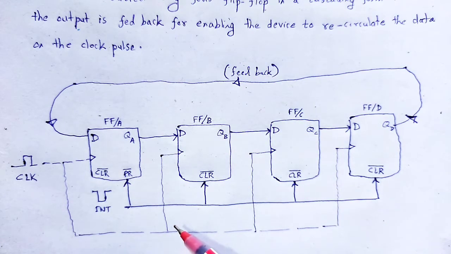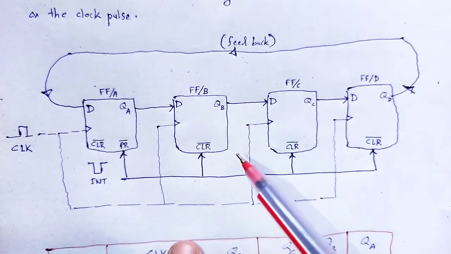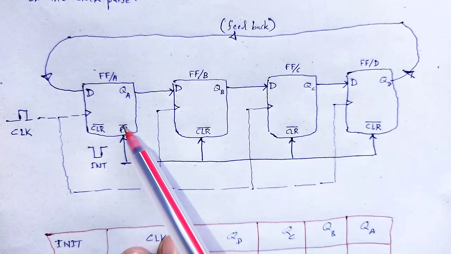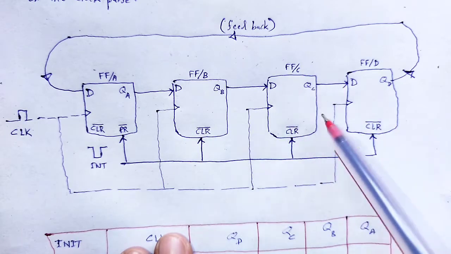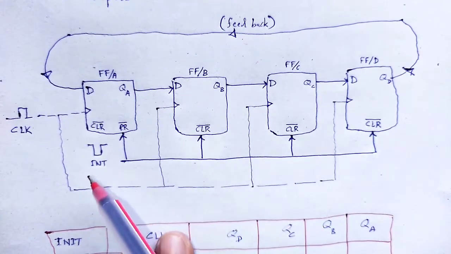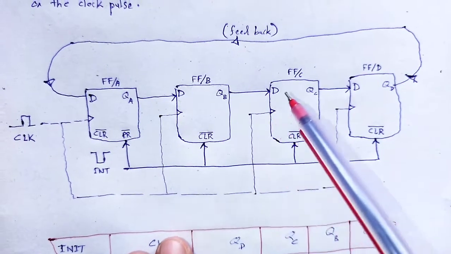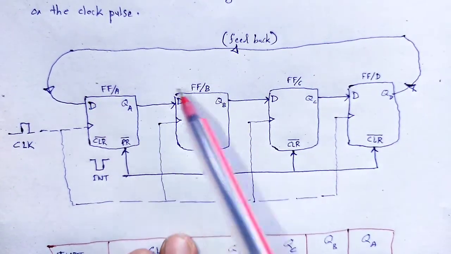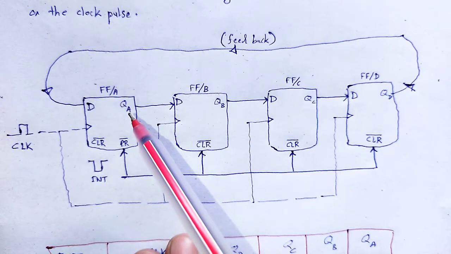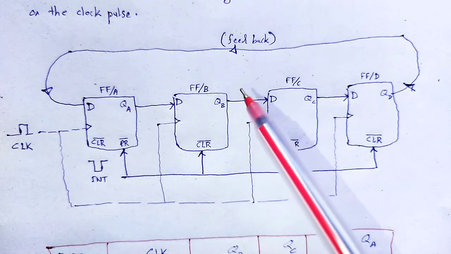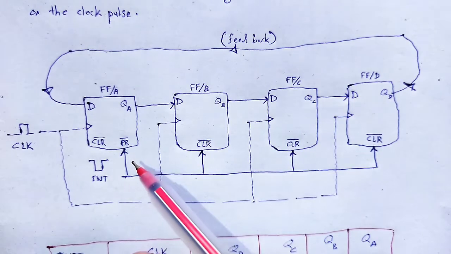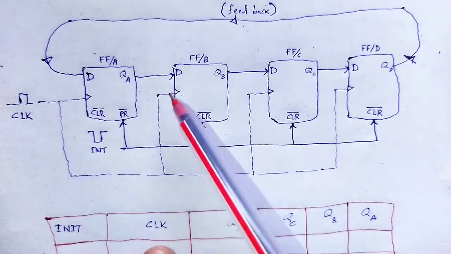In that circuit, the preset input of the first flip flop A and the clear inputs of the other 3 flip flops are joined, which represents the INT input, and the feedback circuit is provided between the last flip flop D and the first flip flop A. There is provision of simultaneous application of the clock pulses to all the flip flops. The application of clock pulses is shown here by the dotted lines.